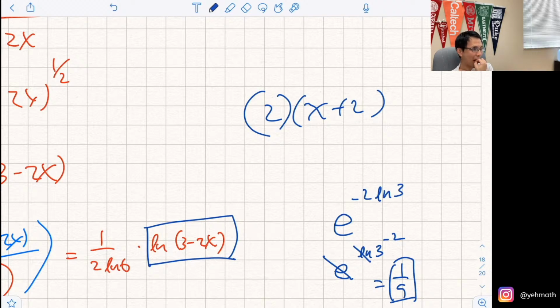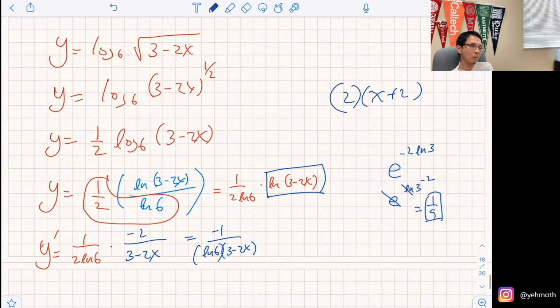Go back to the answer from the writing. Why is the negative 1 on there? Because 2 and 2 cancel out.